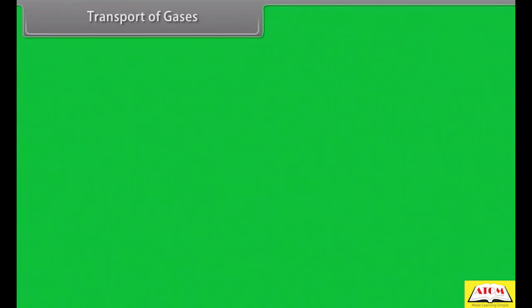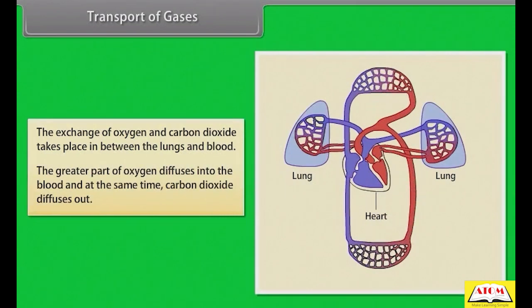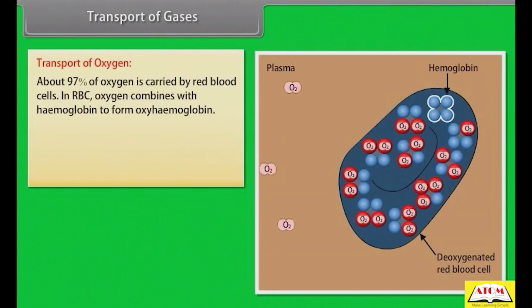Transport of gases. The exchange of oxygen and carbon dioxide takes place in between the lungs and blood. The greater part of oxygen diffuses into the blood and at the same time carbon dioxide diffuses out. Transport of oxygen. About 97% of oxygen is carried by red blood cells. In RBC, oxygen combines with hemoglobin to form oxyhemoglobin.